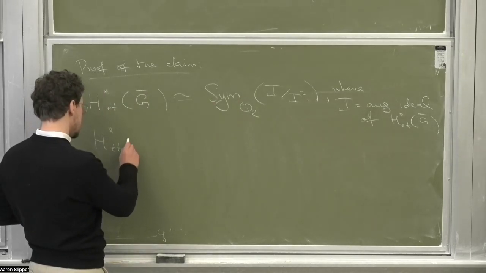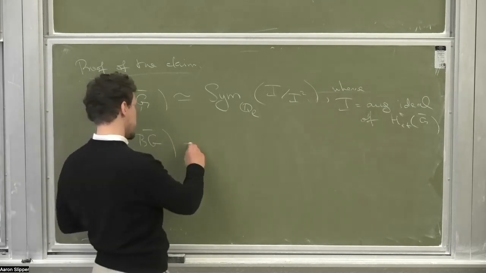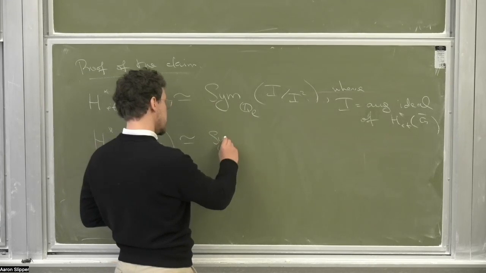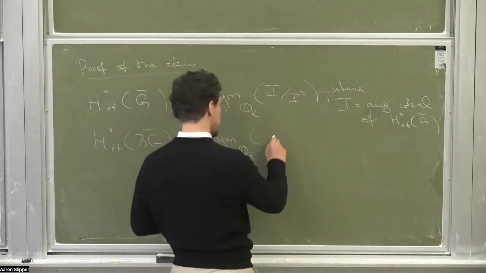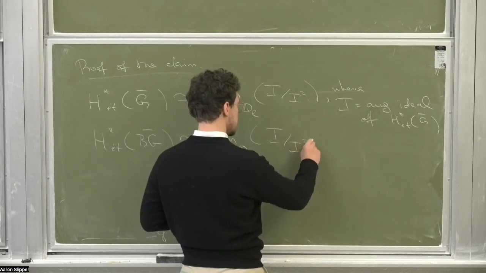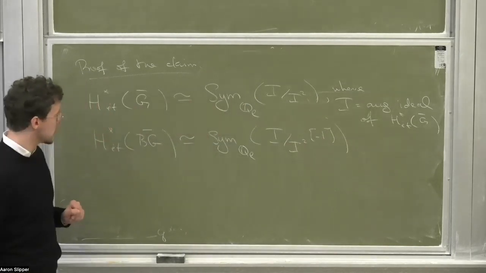For BG, it's true that it's given by also a symmetric algebra, but on the sheaf shifted by minus 1.